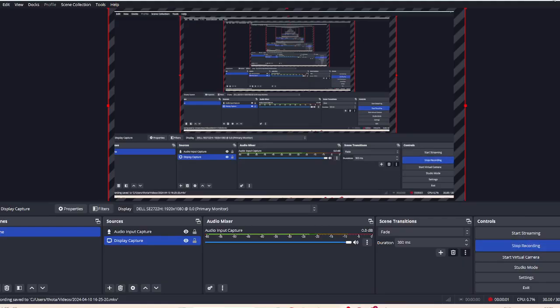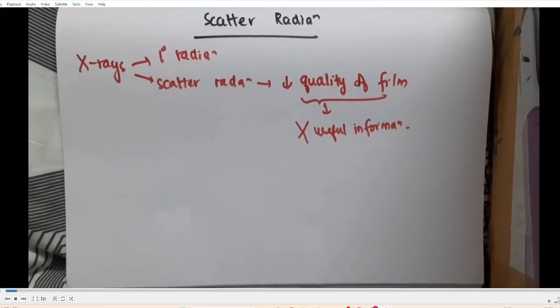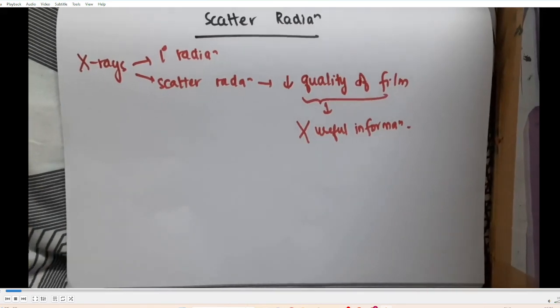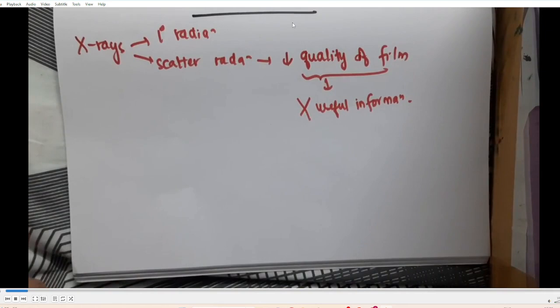Hello friends, let us now learn some important points about scatter radiation. Our discussion of attenuation has only dealt with primary radiation. Primary radiation is radiation which either passes through the patient unchanged or is completely removed from the useful beam. The primary radiation carries the X-ray image.